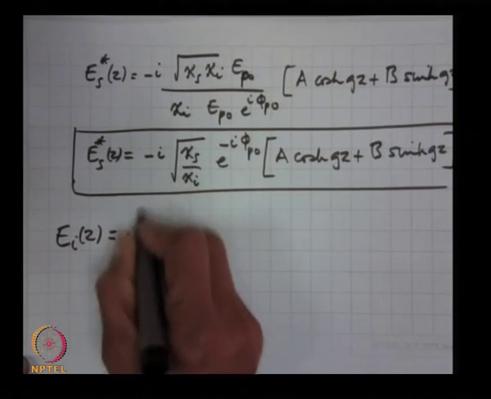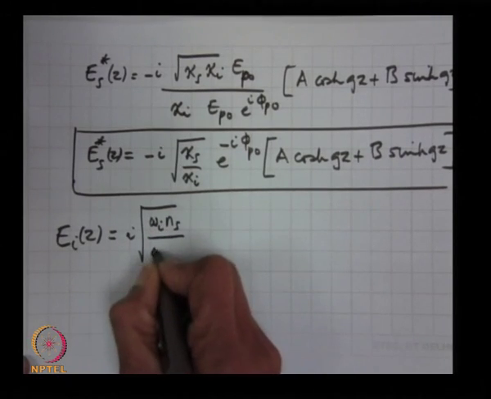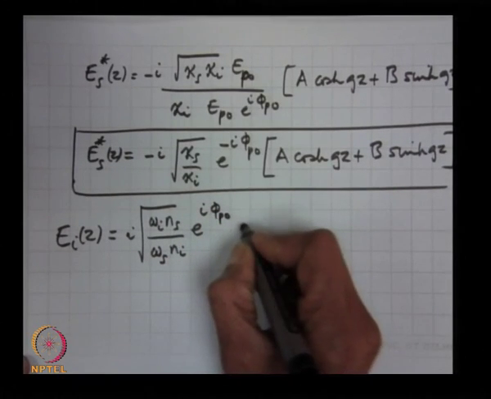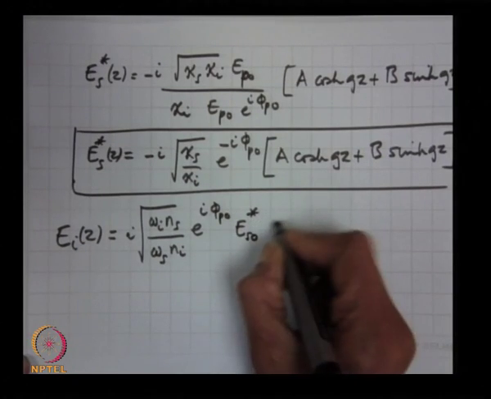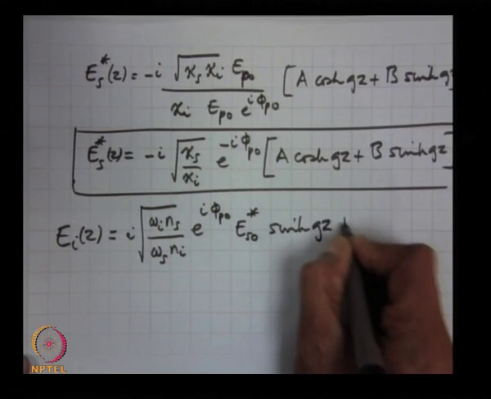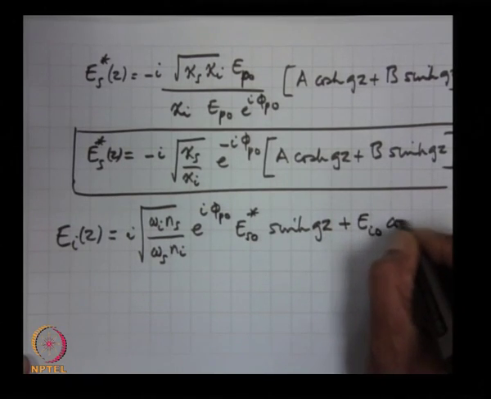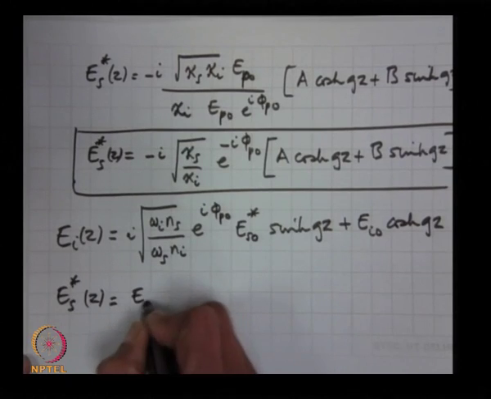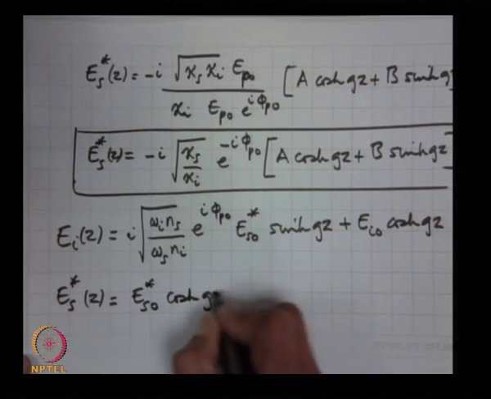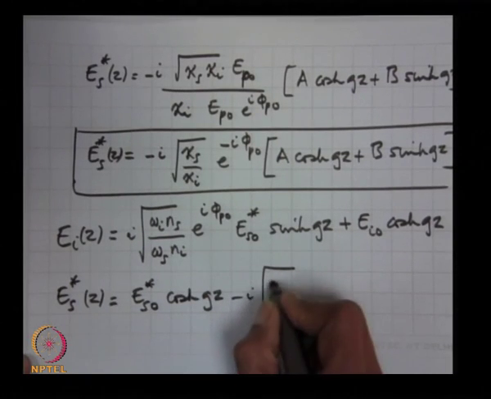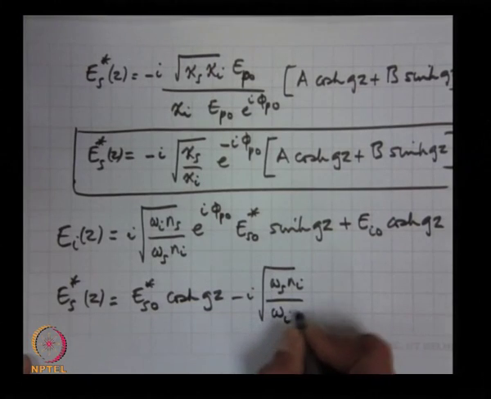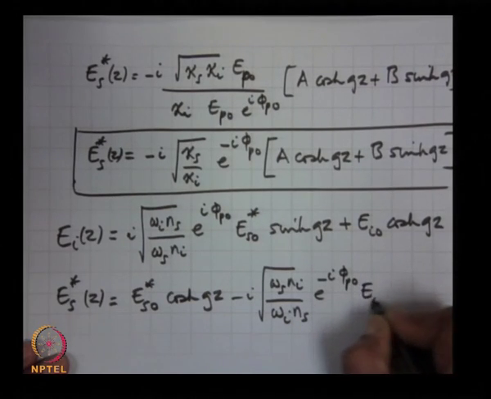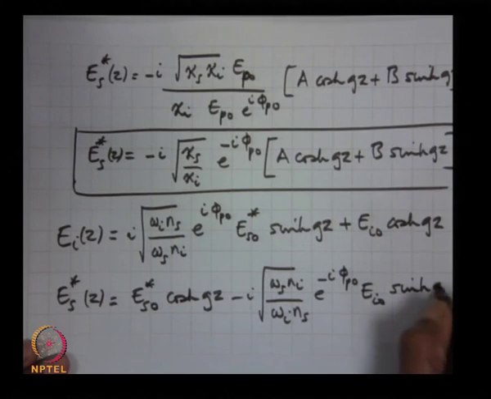So I have Ei of z equal to i times square root of omega i ns by omega s ni, exponential i phi p 0, Es 0 star sinh gz, plus Ei 0 cosh gz, and Es star of z is equal to Es 0 star cosh gz minus i times square root of omega s ni by omega i ns, exponential minus i phi p 0, Ei 0 sinh gz.